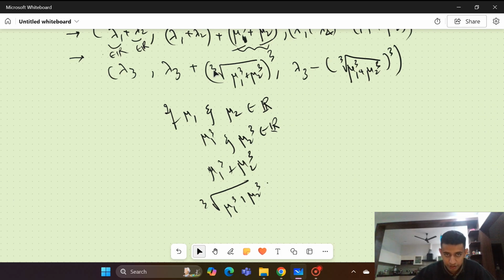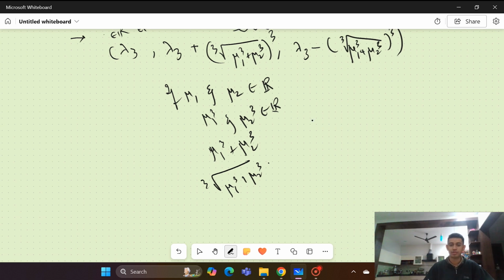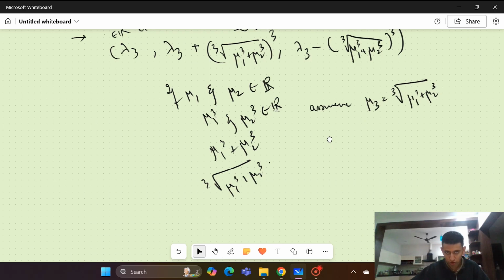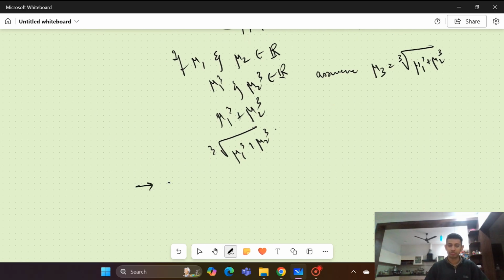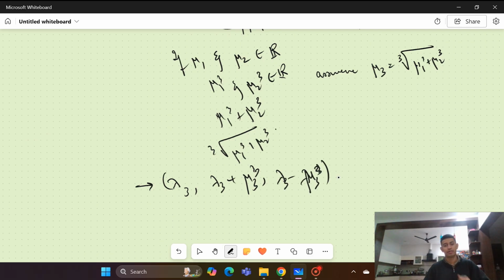So we can be assured that whatever this number is, right here, it's still very much within the real number set. And therefore, we can assume another third concrete value mu3, which is the cube root of mu1 cube plus mu2 cube. And since we can assume concrete values, this just resolves to something like lambda 3 plus mu 3 cube, lambda 3 minus mu 3 cube. And since lambda 3 and mu 3 are still values, this is still very much within the vector space of R cube.